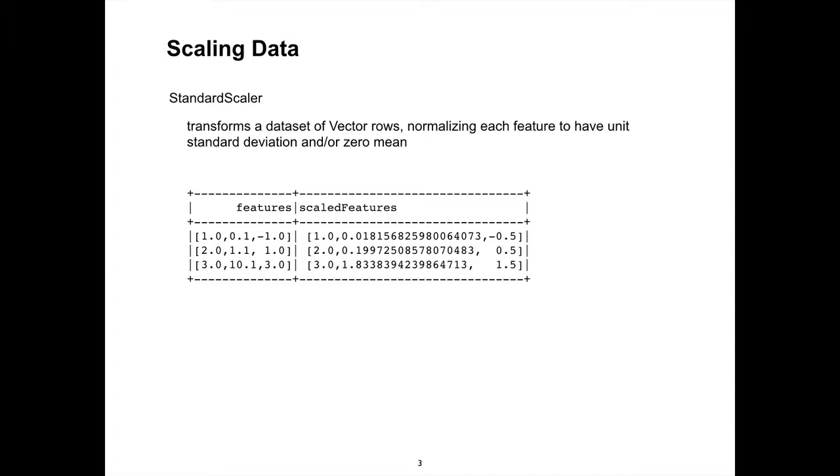So here's the input data, the features, and the scaled features. The first column, 1, 2, 3: the standard deviation of that is 1 because you've got 3 points and 2 is exactly in the middle of the other two, and they're 1 unit apart. Here they're farther apart, and so it scales it. And the same thing with the negative values.